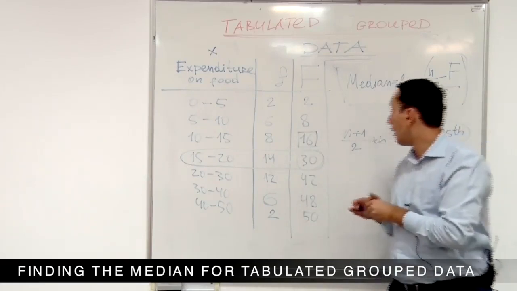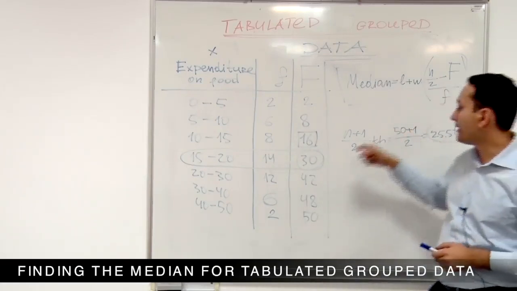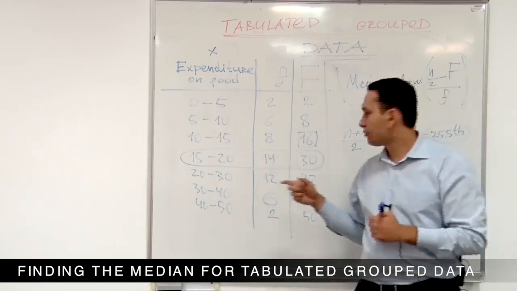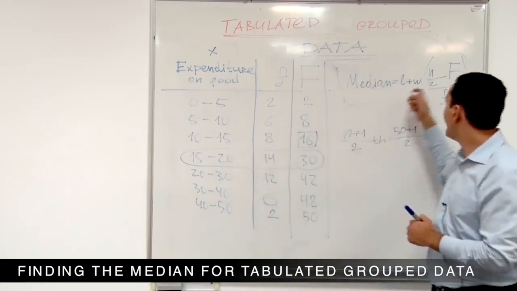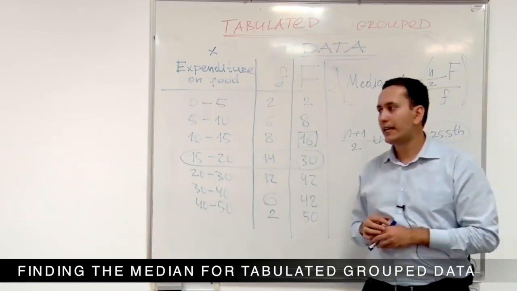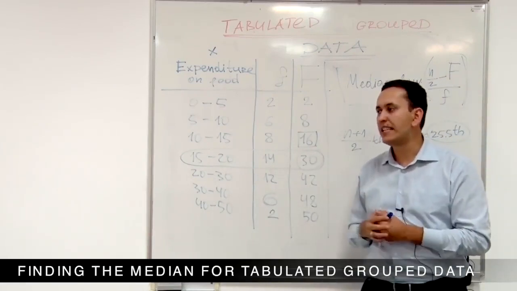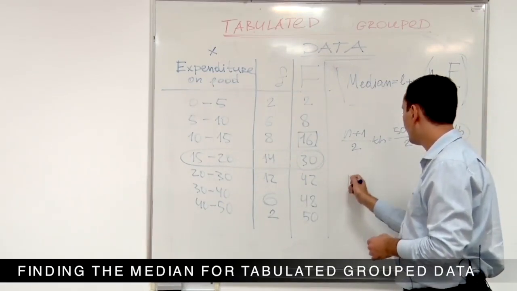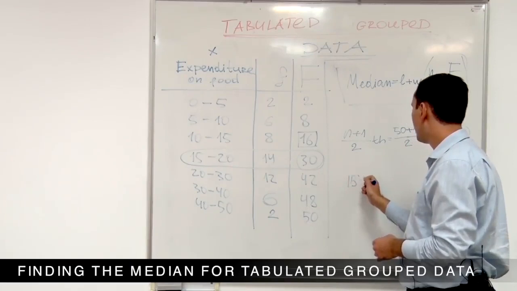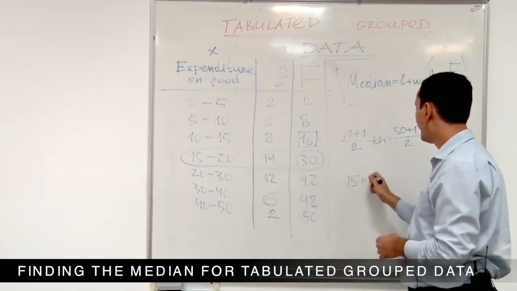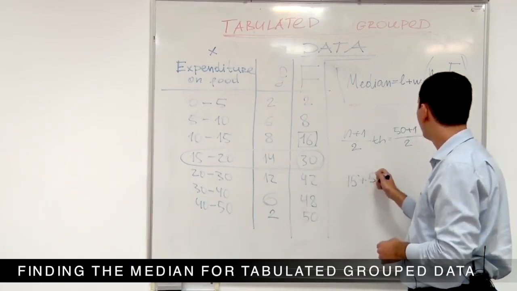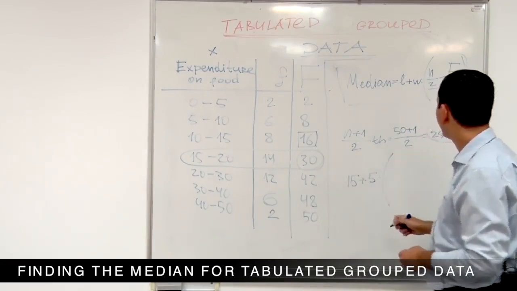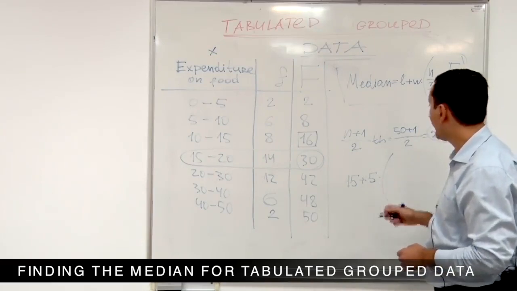And then for F, we use the frequency of the median group. Now, let's plug these numbers into this formula and calculate the median. Instead of L, we put 15 plus the width, which is 5, multiplied by, open a big bracket, and divided by 2.